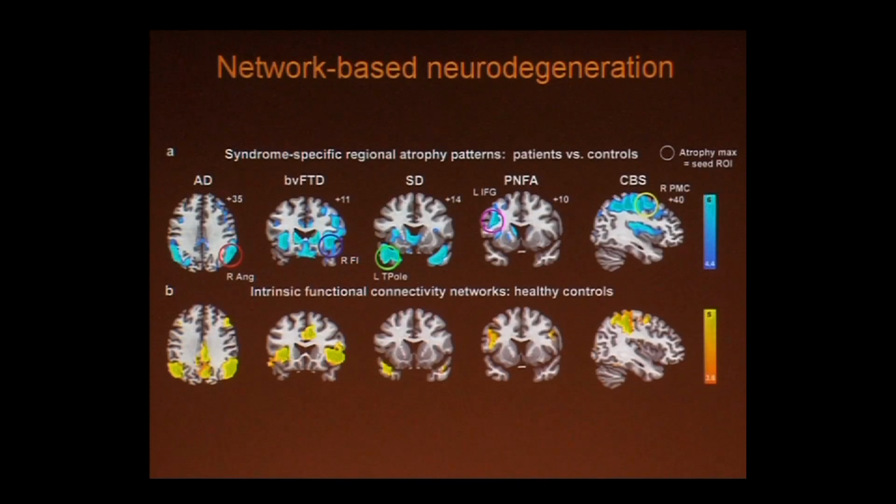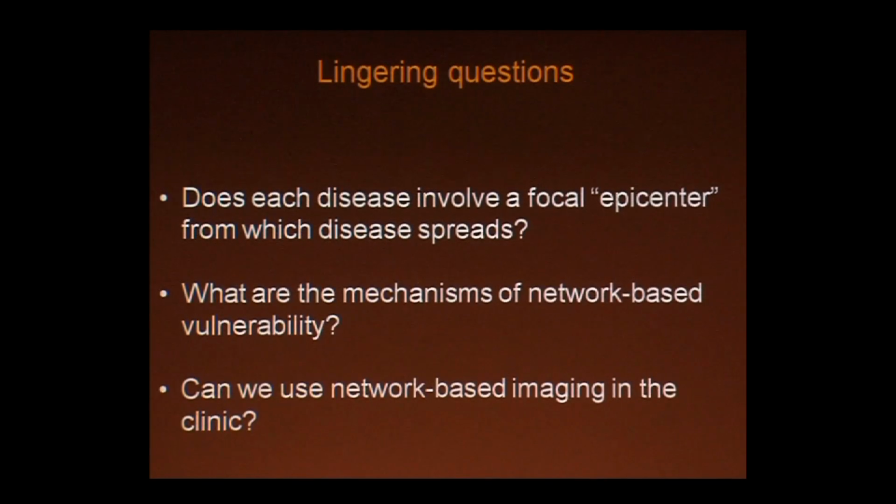So it suggested to us that this network-based degeneration wasn't just something seen in Alzheimer's disease and behavioral variant, but was probably a class-wide phenomenon. But this left us with a few questions. And I want to spend the next half of the presentation talking about some more recent work that we've been doing to try to really go after this and understand it better, see how we can apply it to making our patients better.